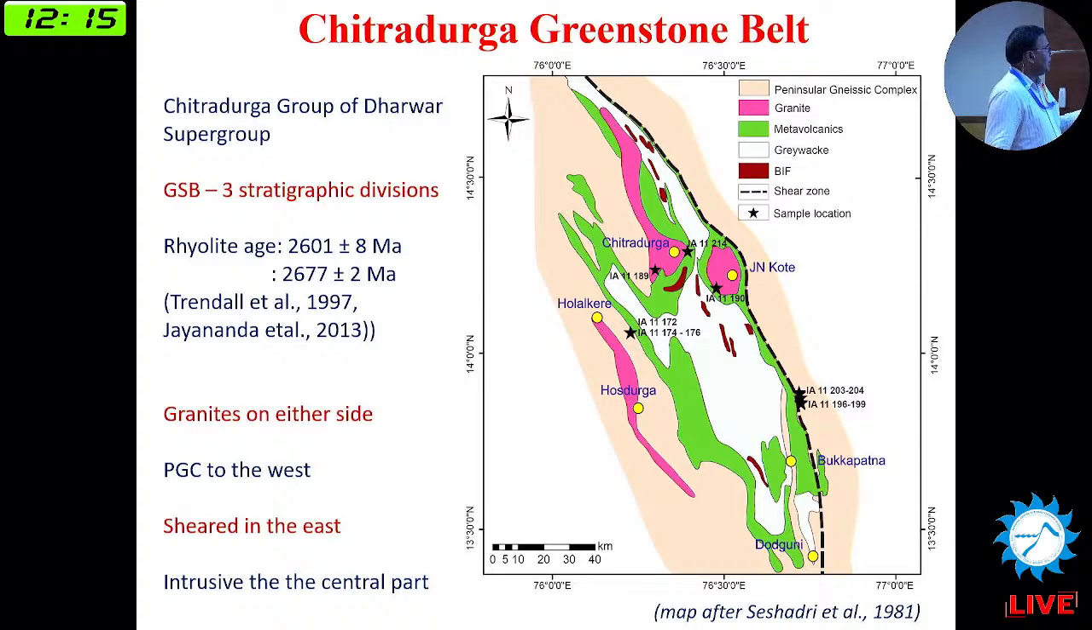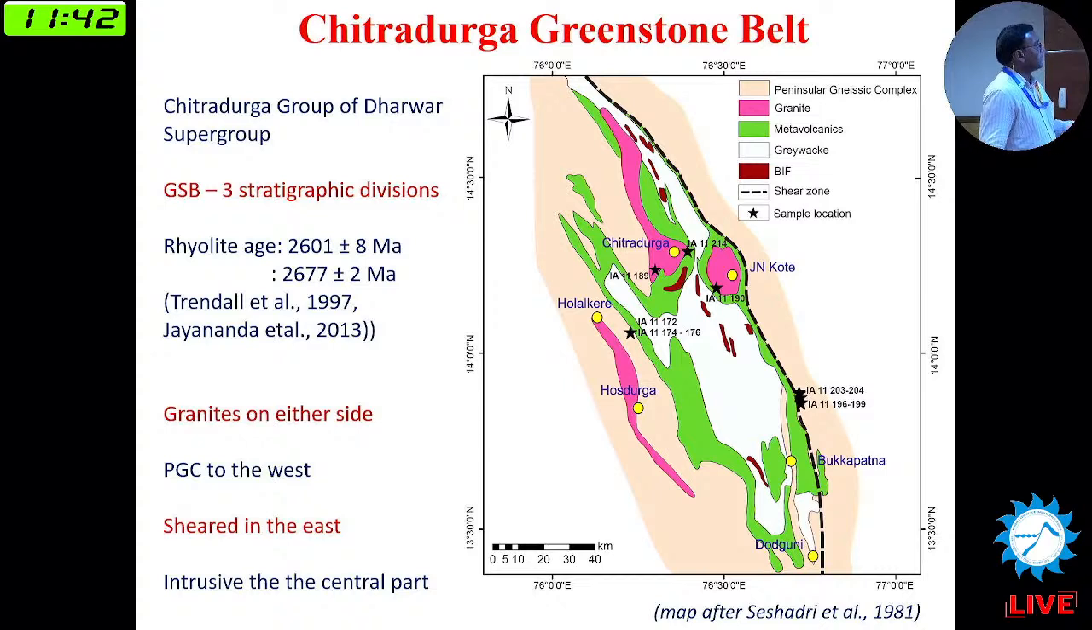So it is the type area. Basically it has got three stratigraphic divisions: Vanivilas formation, Hirur formation, and the Ingaldhal formation. There are variations depending on the amount of volcanic rocks, but that's not part of our study. The basic available ages are around 2,600 million years, given by different people. Trendall has given a Rb-Sr age, whereas Jayananda has given a uranium-lead zircon age. So slight variation is there between these two ages.